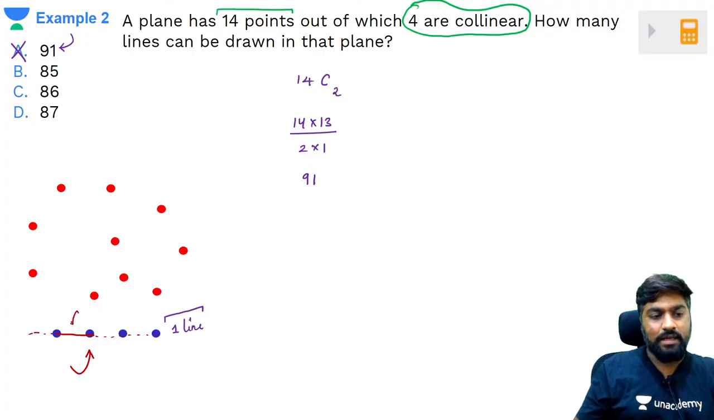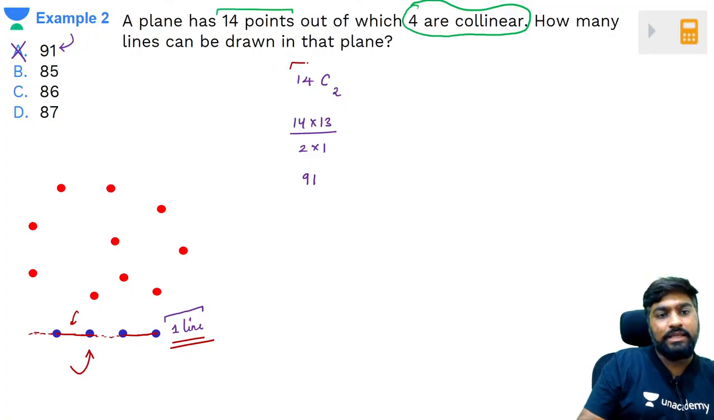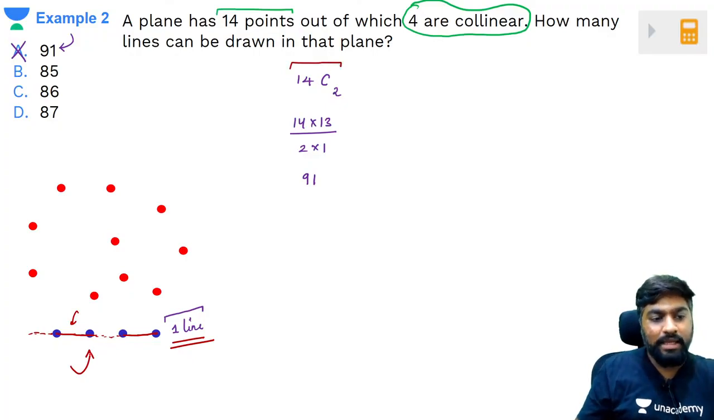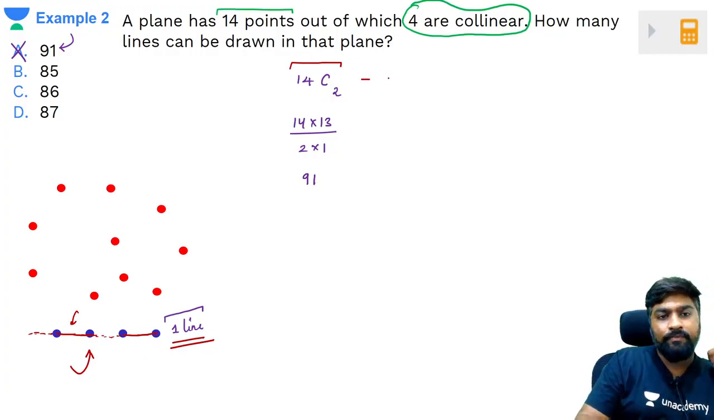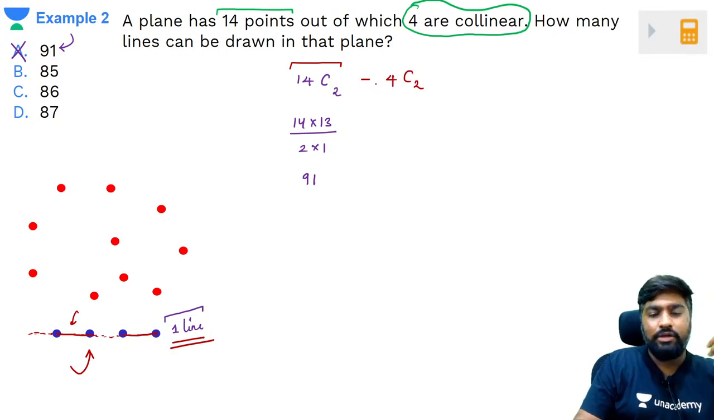So this one is the same one line. If I join these two, this can also be extended. Ultimately, there will only be one line. So when I did 14C2, we were duplicating all possible lines that can be formed through here. So we need to remove the duplicate. So what are we going to do? All possible lines that can be formed using these 4 points, we're going to remove.